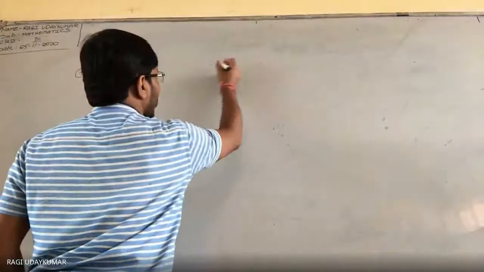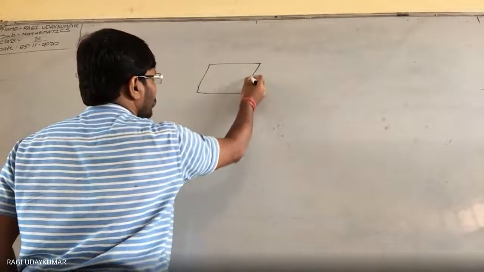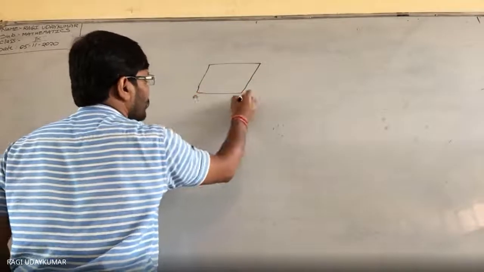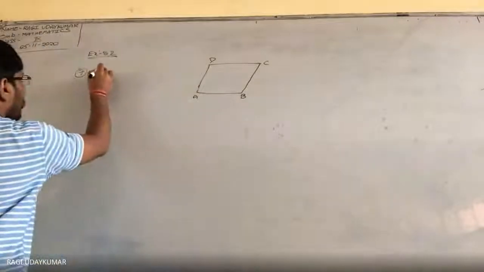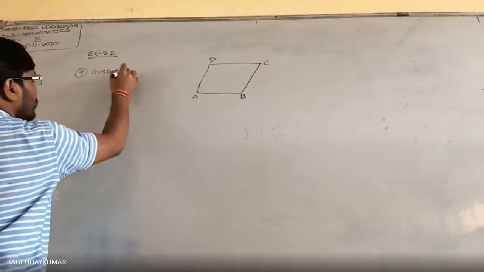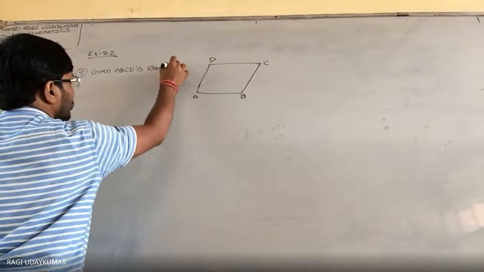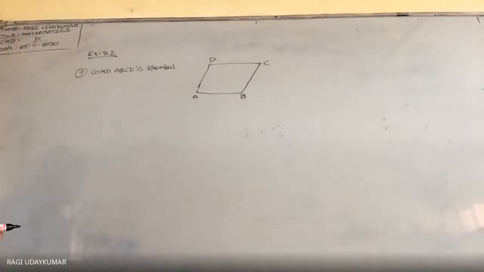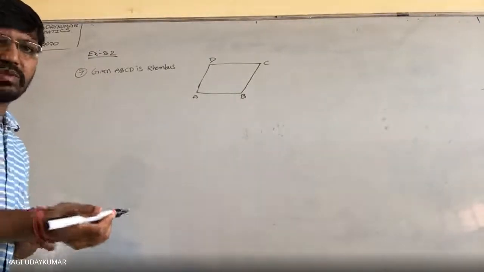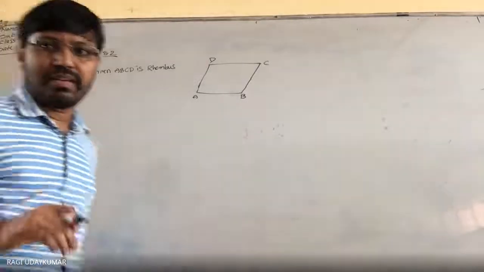ABCD, what has been given? Rhombus. Given ABCD is a rhombus. It is given to you. This is a rhombus. Okay? Is it understood? So now, what does rhombus mean? I will ask one by one.